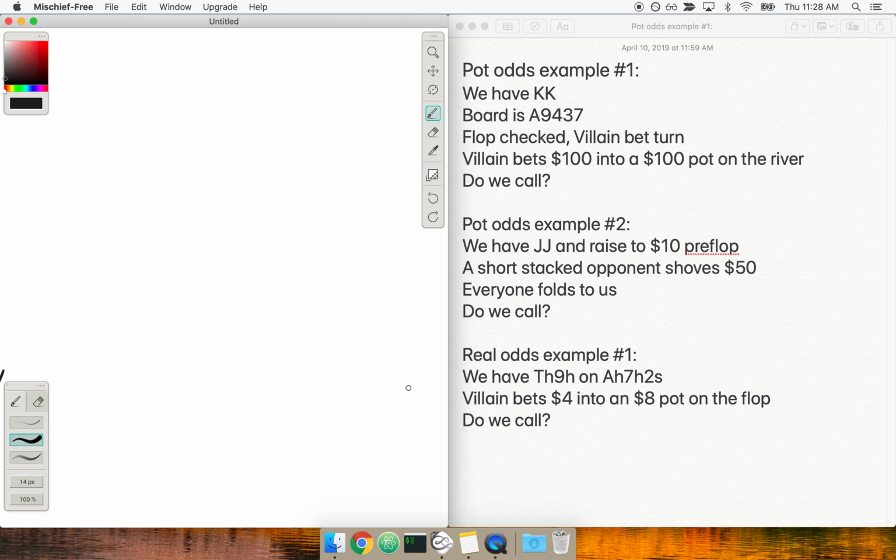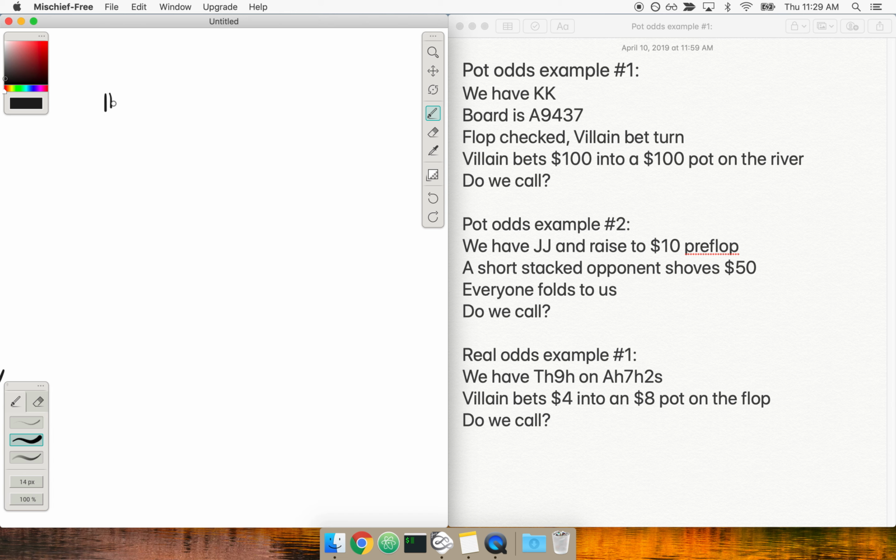So here we have 10 of hearts, 9 of hearts. The board comes ace of hearts, 7 of hearts, 2 of spades. Our opponent bets $4 into $8 on the flop. Do we call? So let's see what would happen if we looked at this in terms of regular pot odds.